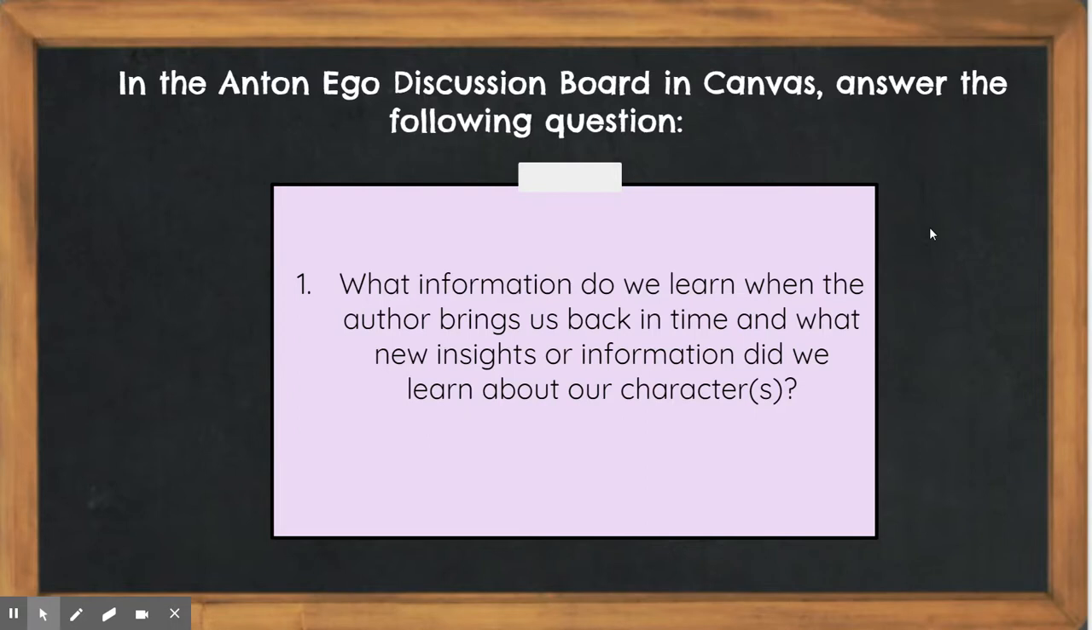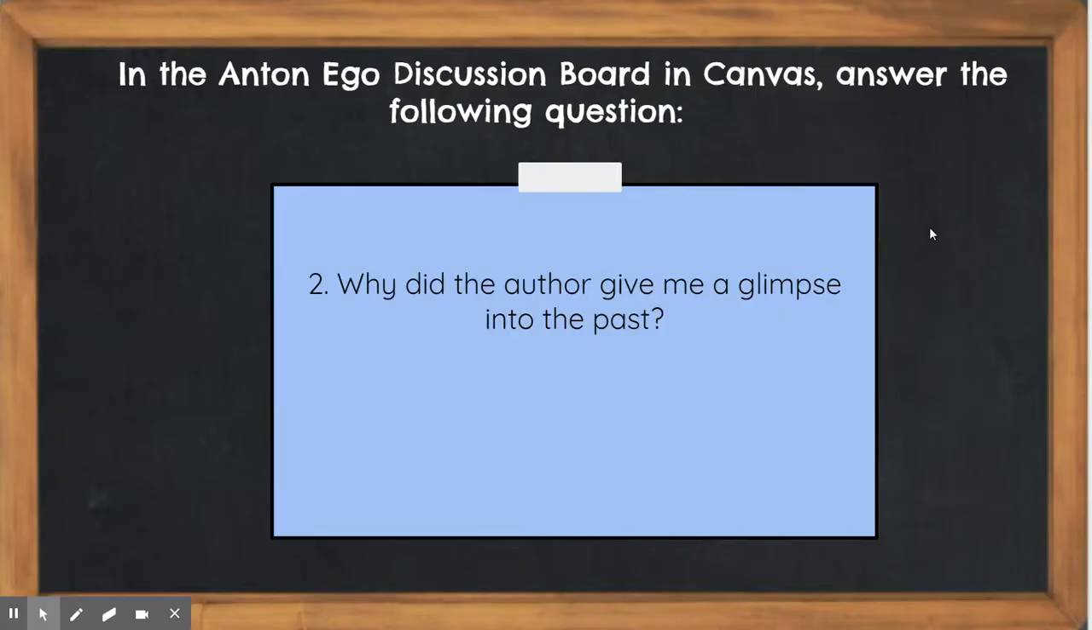So the first question I want you to respond to is, what information do we learn when the author brings us back in time in this video? So what information do we learn? And what new insights or information did we learn about Anton Ego, our character? Okay, and feel free to watch the video a couple of times if you want to add in specific details from the video, because you should. So that's question number 1. Question number 2, why did the author give us a glimpse into Anton Ego's past? Why do you think the author, the creators of this video, did that? What are they trying to show us?